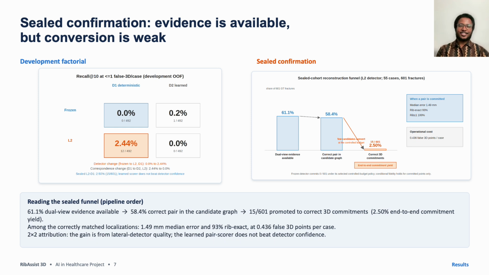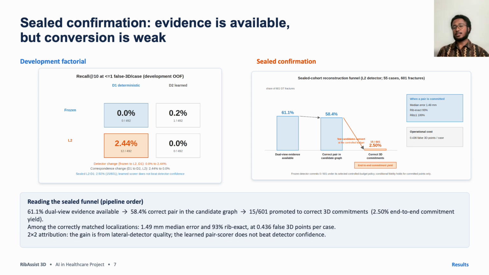Alright, let's talk about the results. The final result is best understood as a funnel rather than a single percentage. On the sealed test set, about 61% of fractures were detected in both views, and for about 58%, the correct match already existed somewhere in the candidate graph.